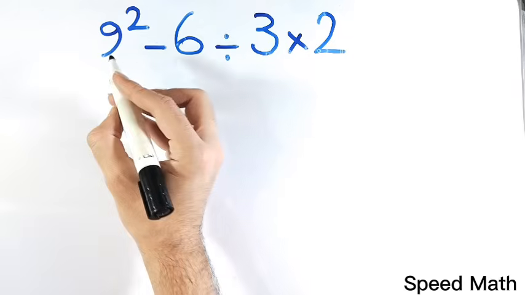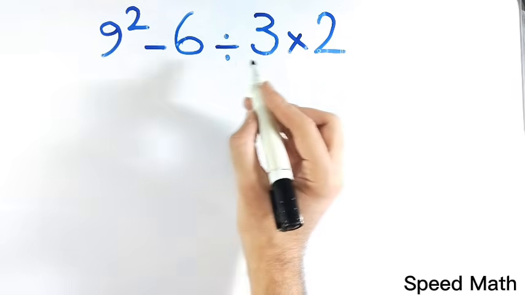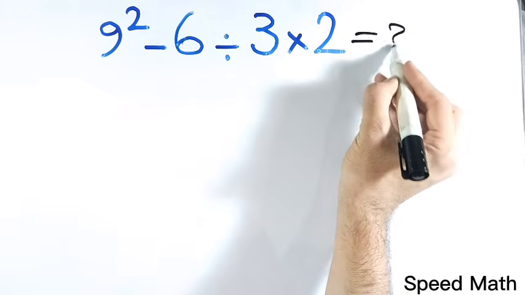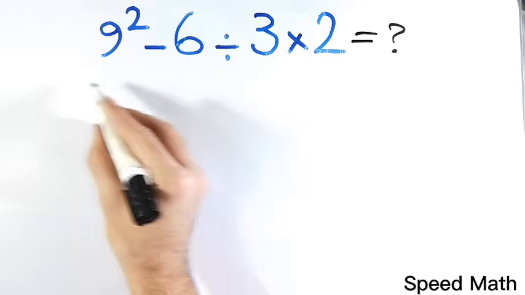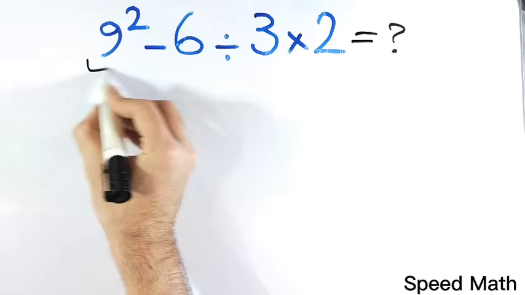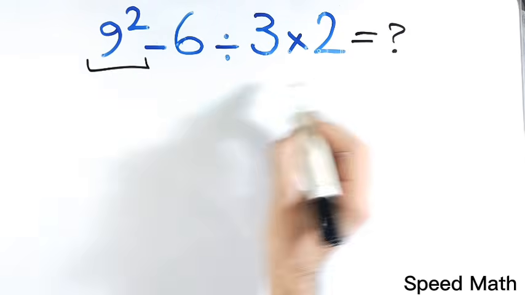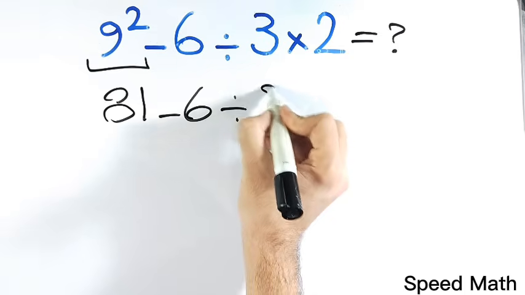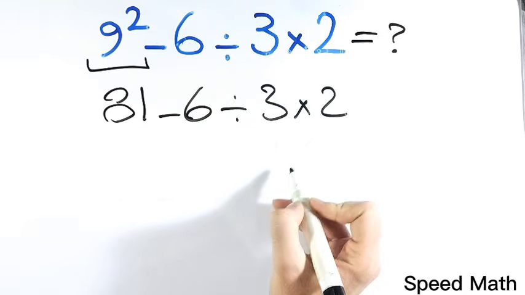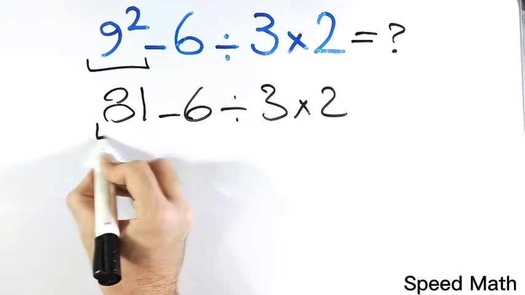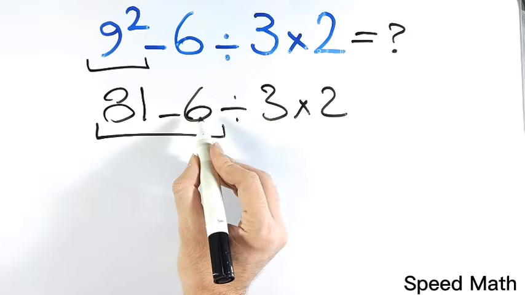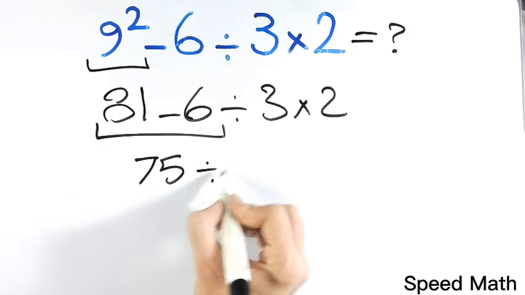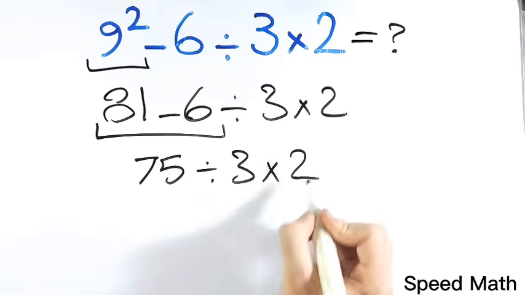If we have the expression 9 squared minus 6 divided by 3 times 2, then what is the correct answer of this question? Many people, when solving this question, first go to the exponent, and instead of this expression, they write 81 minus 6 divided by 3, then times 2. And the next step, they go for the subtraction between 81 and 6, and write this expression as 75 divided by 3, then times 2.